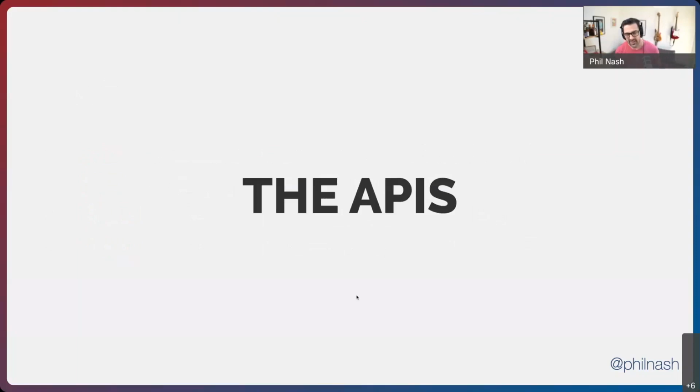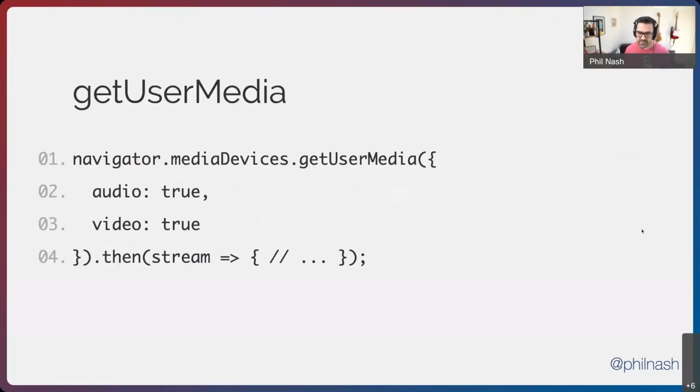Cool. So let's have a look at the APIs. I like code instead of just talking about acronyms. Let's talk about the APIs themselves. There are three objects, functions, methods that I think are important to know about, and I'm going to go through and describe them right now. So we start with getUserMedia.